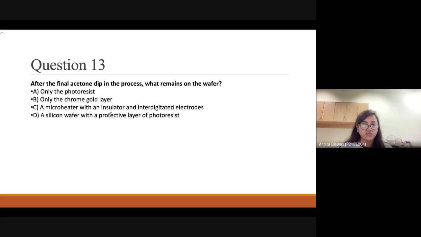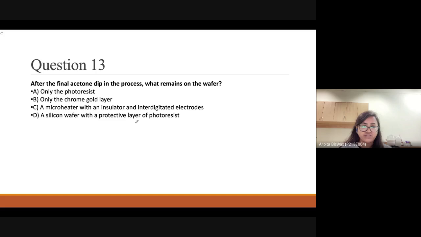The first option is only the photoresist, and the second option is only the chrome gold layer. And the third option is a microheater with an insulator and interdigited electrode. And the fourth option is a silicon wafer with a protective layer of photoresist. So which one is the right answer?